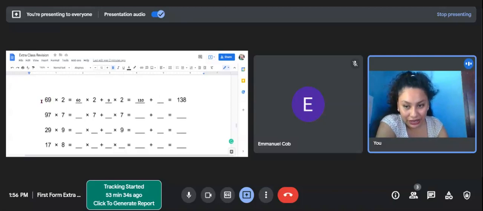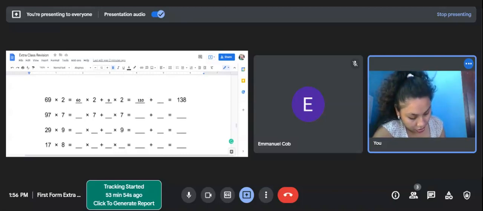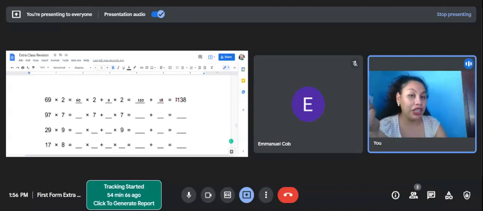Okay, so here I have 69 times 2. If I want to break the 69, I'm going to put 60 and then 9. 60 times 2 gives me 120. And then 9 times 2, what does 9 times 2 give me? In this case, if I'm using my multiplication, 9 times 2 will give me 18. Then 120 plus 18, I always want to cross check my answer to see if it's correct, and I get 138, right? So that is that one.